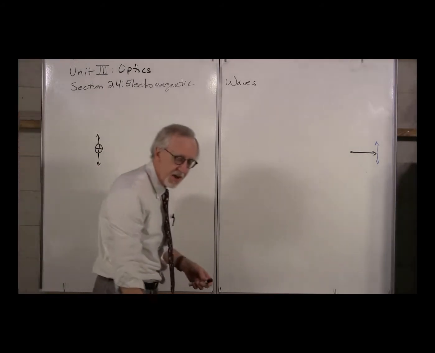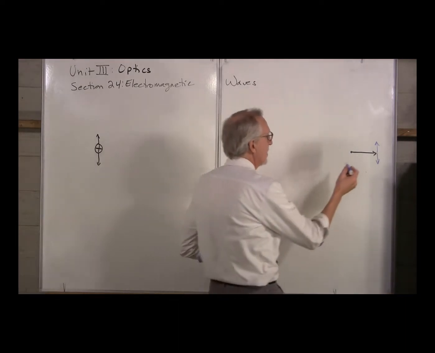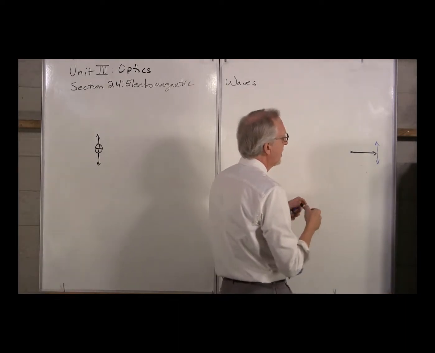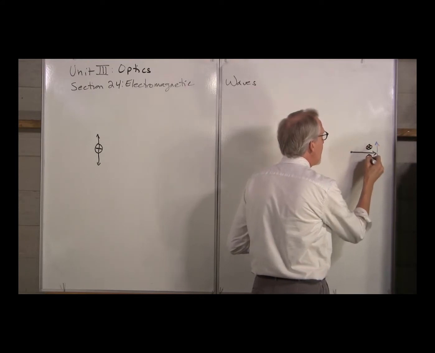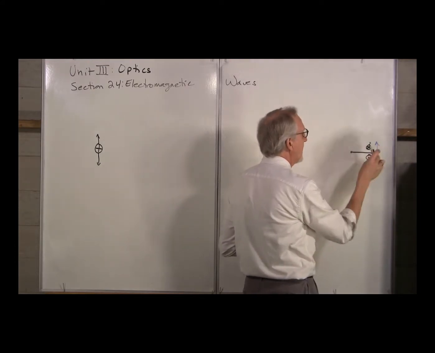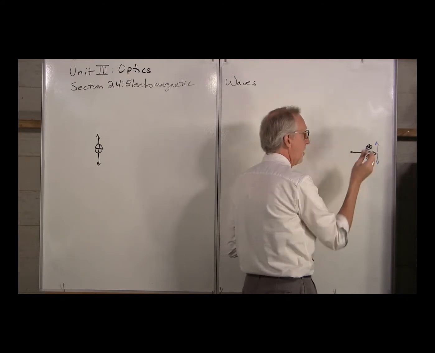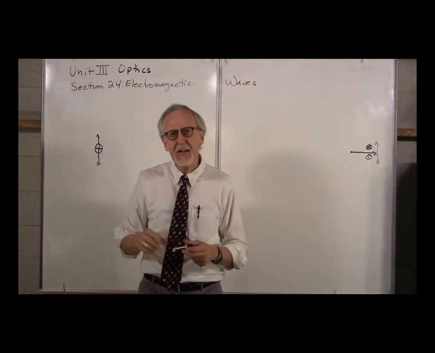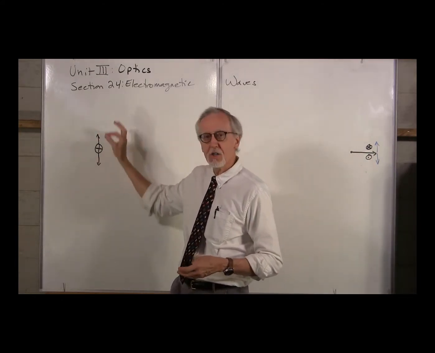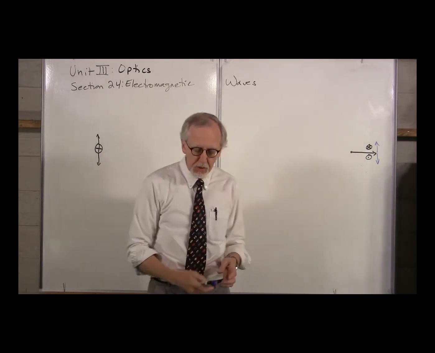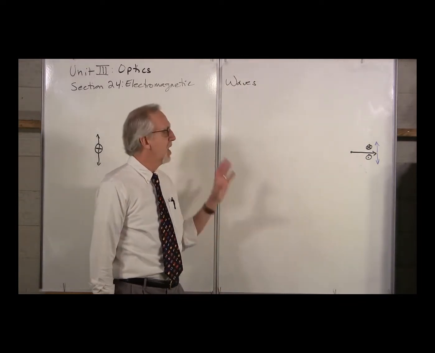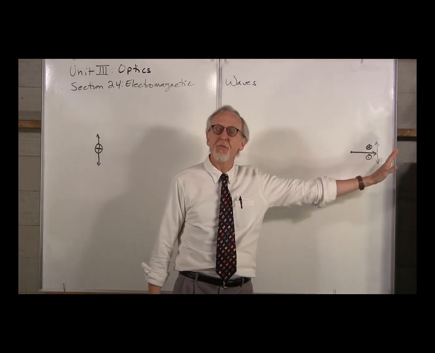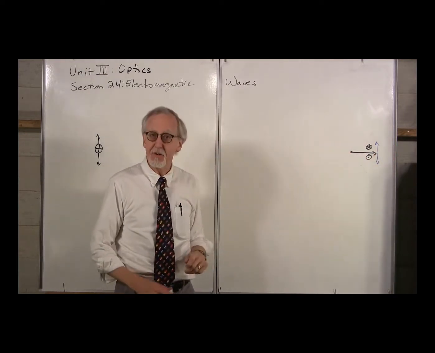So we'll have an oscillating magnetic field that points into the board and then out of the board, oscillating in, out, in, out. And if I continue to move this charge up and down, we'll create these oscillations in the electric and the magnetic fields that propagate off through space in that direction.